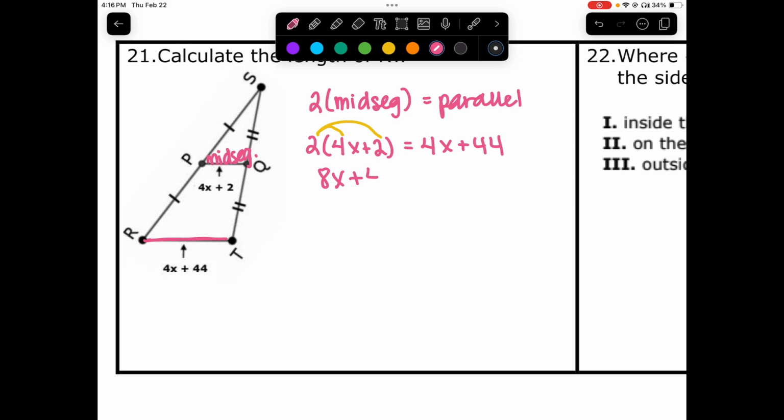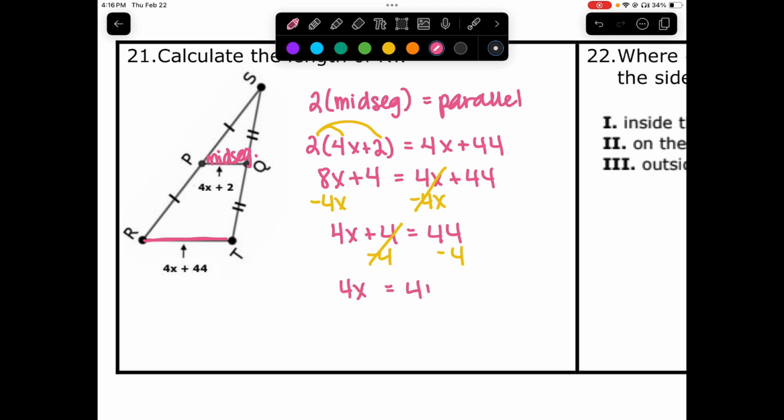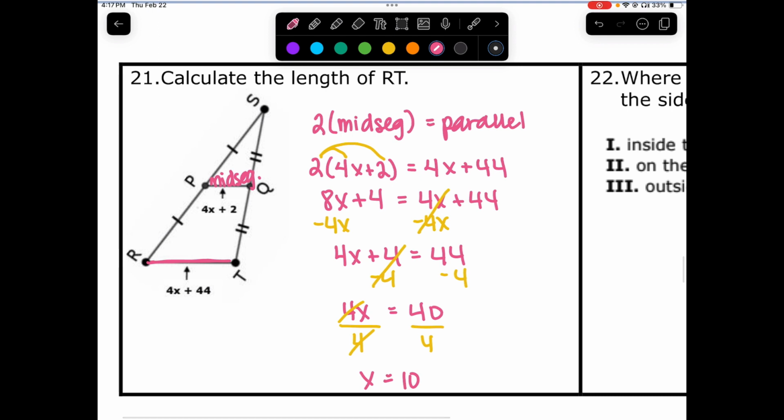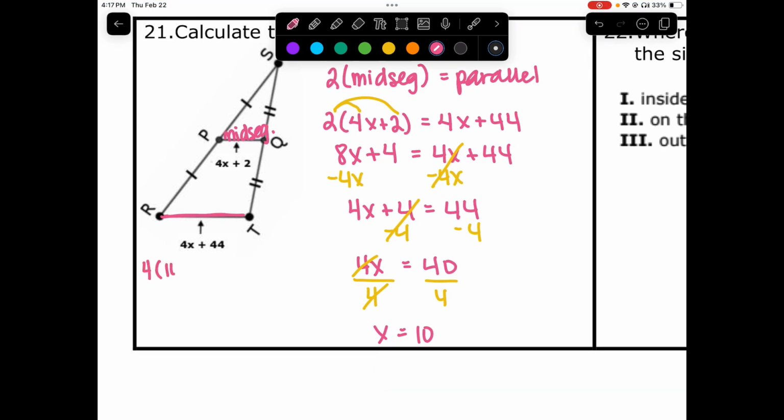So that's going to be 8x plus 4 equals 4x plus 44. Then I can subtract the 4x. Then I can subtract the 4. And then we get to divide both sides by 4. And that would be x equals 10. Okay, that's better. And then it just wants us to calculate the length of RT. So since RT is 4x plus 44, we're just going to plug in a 10 right there. So that'll be 40 plus 44, which is 84.